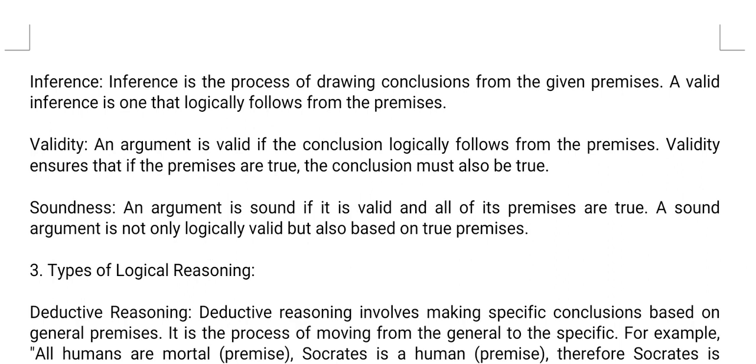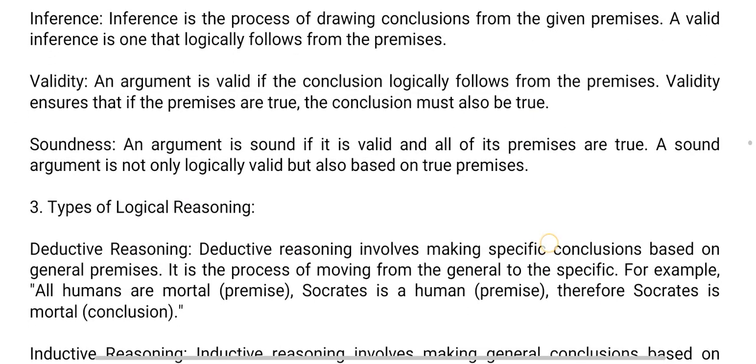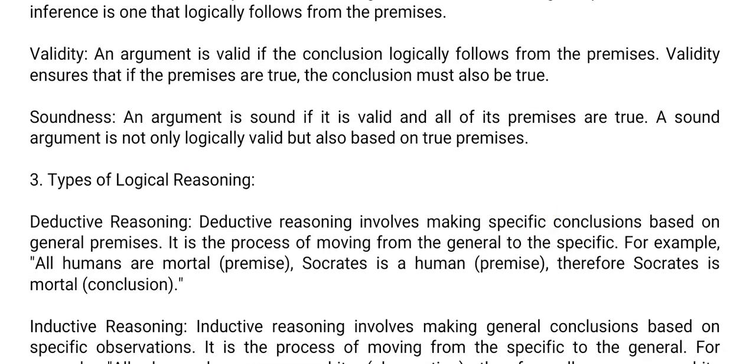Then types of logical reasoning. Deductive reasoning. Deductive reasoning involves making specific conclusions based on general premises. It is the process of moving from the general to the specific. For example, all humans are mortal. That is a premise. Socrates is a human. Premise. Therefore, Socrates is mortal. That's the conclusion. General to specific.